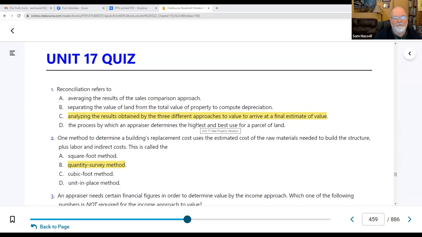Reconciliation refers to... All right, I think we're talking appraisers now, right? That's where we're back, get our heads back there.